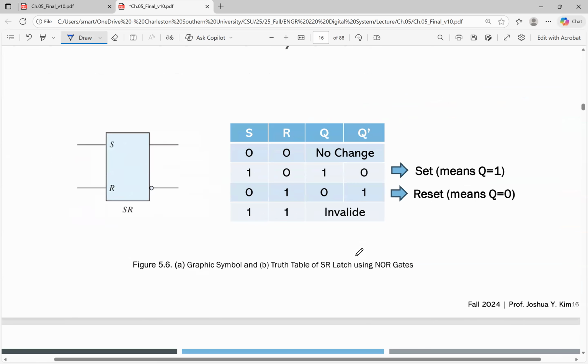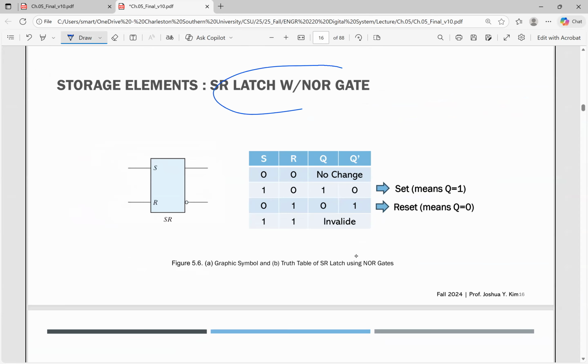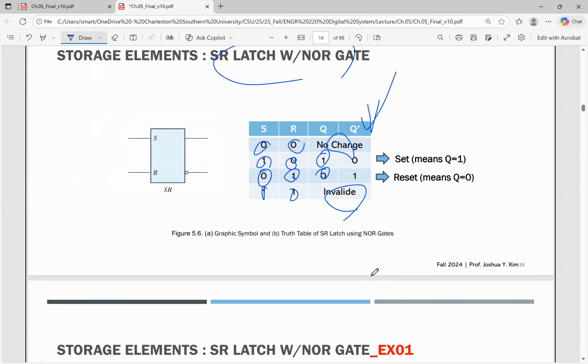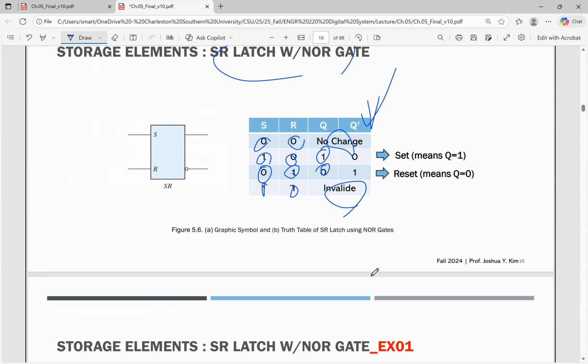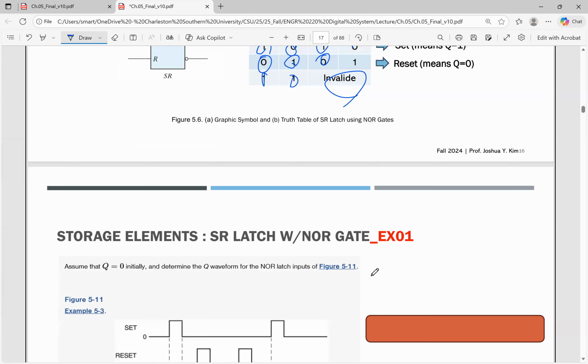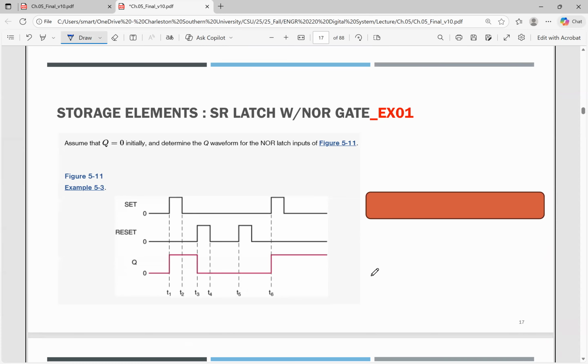Here we go, this is the SR latch with a NOR gate. So 0, 0 is no change; 1, 0 is set; 0, 1 is reset; 1, 1 is invalid. I strongly recommend you memorize this. It's very important. I'll definitely upload it, and I have attached it in the last page of the final exam.